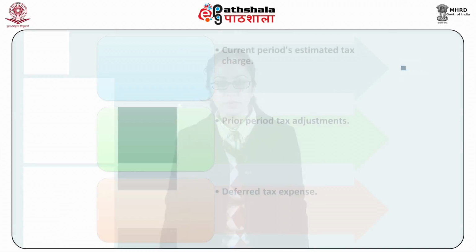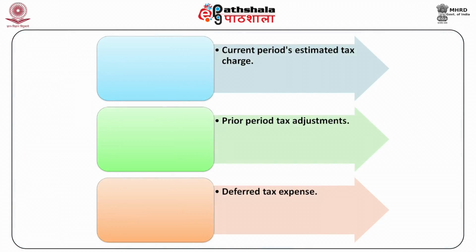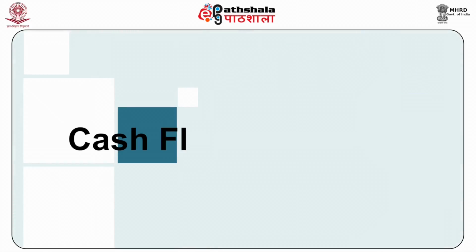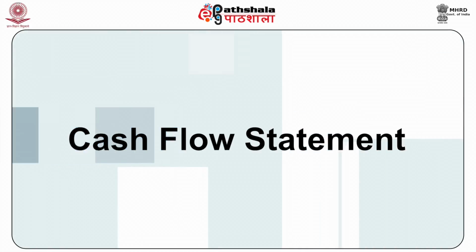Income tax. Income tax expense recognized during a period is generally comprised of the following three elements. First, current period's estimated tax charge. Second, prior period tax adjustments. Third, deferred tax expense. Let us now discuss about the cash flow statement.